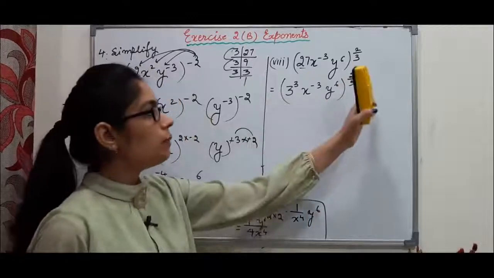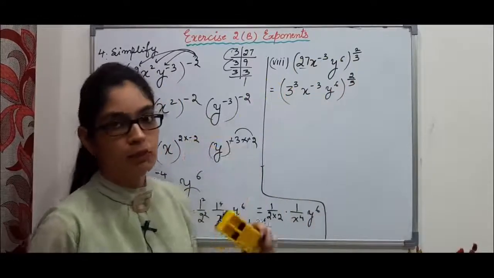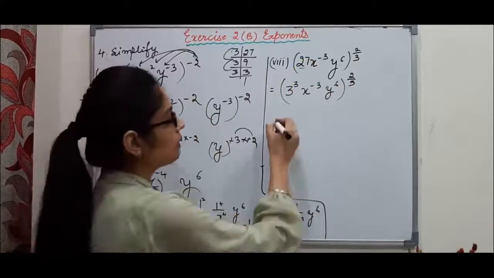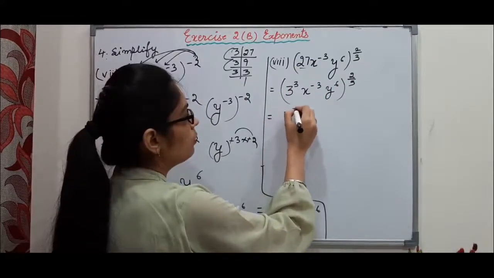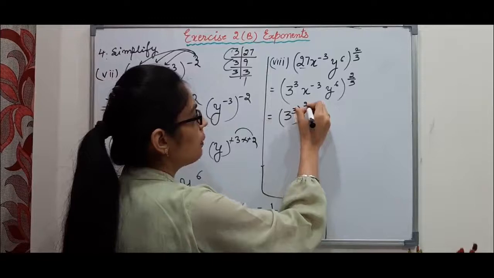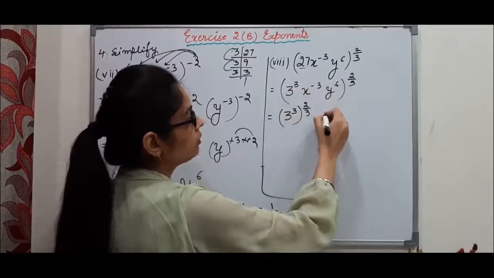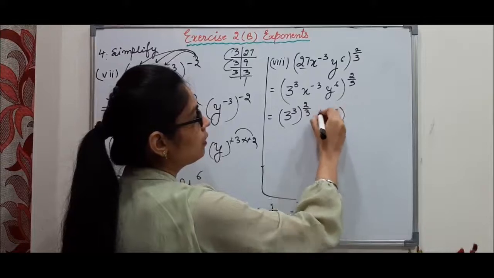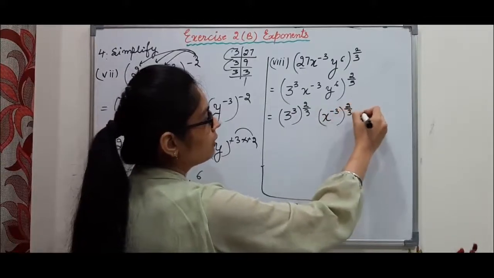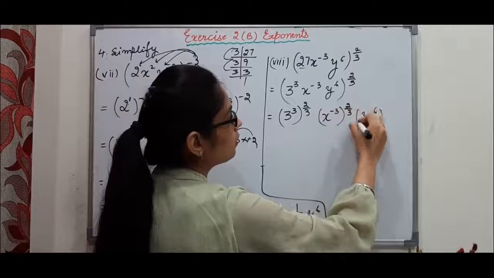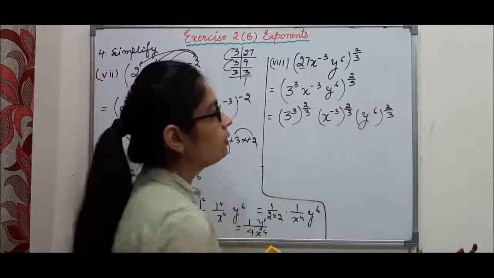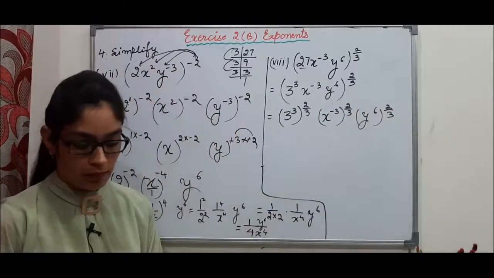Whole power means this power is with all these three numbers. So we can write these powers separately. 3 to the power 3 as it is, whole power 2 by 3, because this is with this number also, with this and with this also. X to the power minus 3 whole power 2 by 3, y to the power 6 whole power 2 by 3. Now we have two powers together.